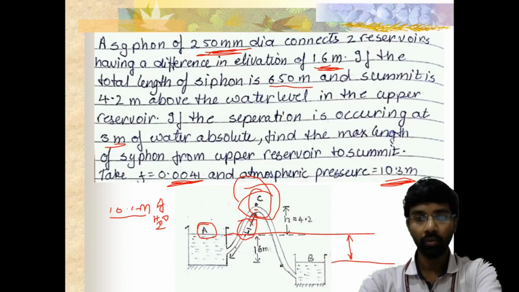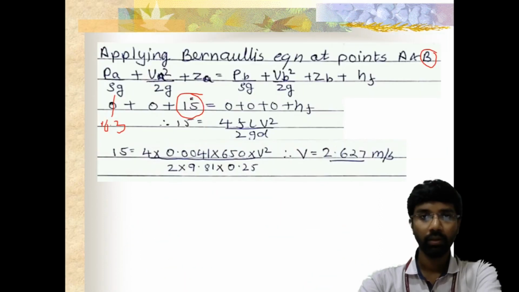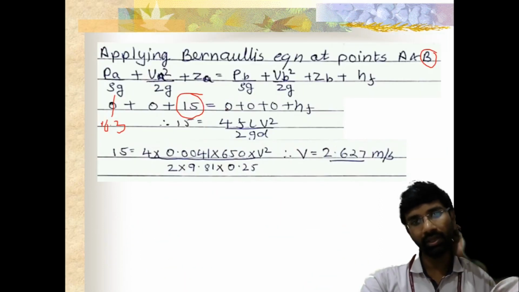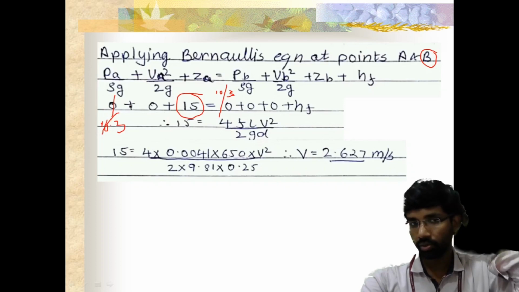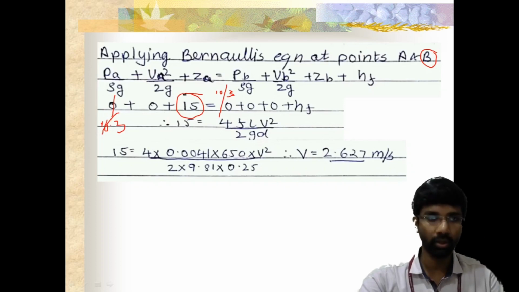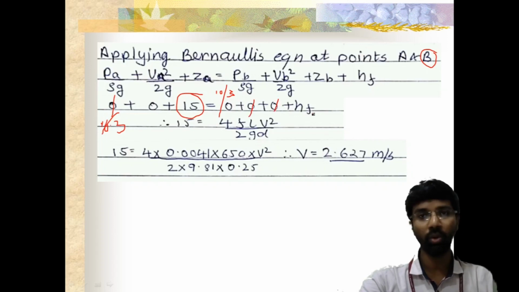Now here the thing is you have considered the datum as the level of B, in this case applying between these 2 points. So obviously ZA is 15 and ZB will become 0. PB is also atmospheric pressure, you can write 10.3. Obviously these two 10.3 values will get cancelled. But in this question it is directly written as 0. Why? Because it is already a cancelled value, it will definitely cancel. And VB square, it is also open to atmosphere, so its velocity is 0, and ZB is 0.